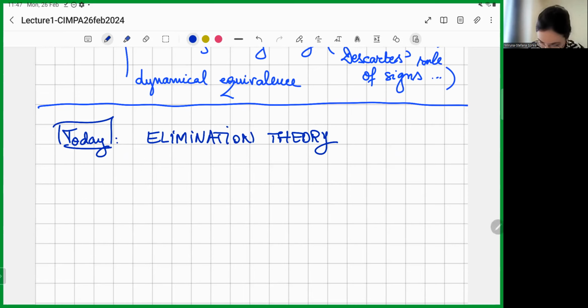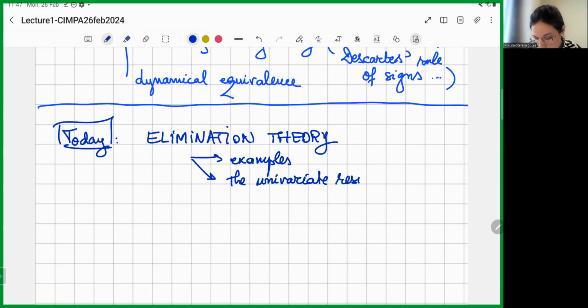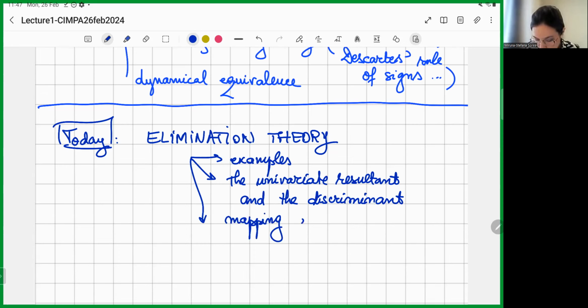So the structure today will be, I start with just some examples to give an idea of what elimination theory helps us to do. Then we will treat the univariate resultant and the discriminant. And if time allows, we will talk about mapping and projecting.